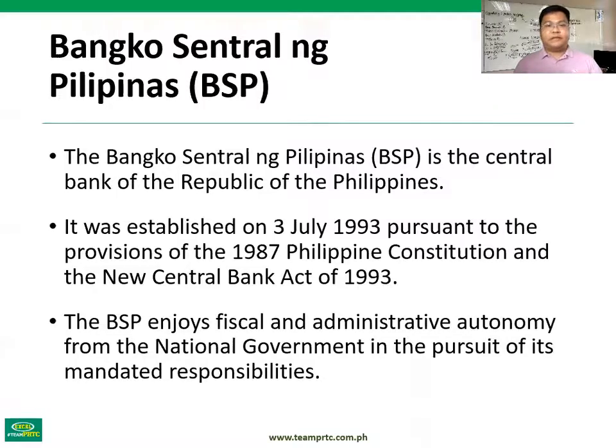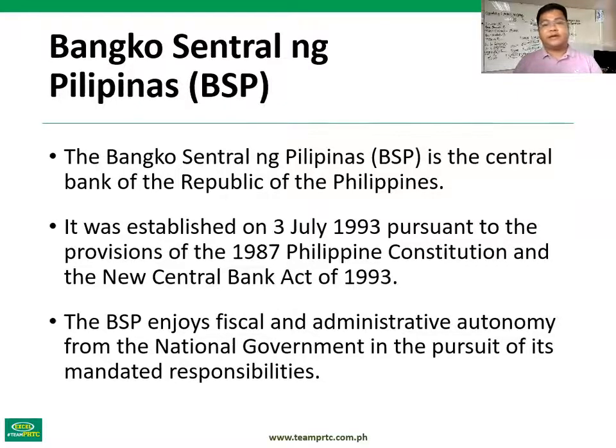So BSP or the Bangko Sentral ng Pilipinas is the central bank of the Republic of the Philippines. So it is our central bank here in the Philippines. It was established on July 3, 1993, pursuant to the provisions of the 1987 Constitution and the New Central Bank Act of 1993. And finally, the BSP enjoys fiscal and administrative autonomy from the national government in pursuit of its mandated responsibilities.